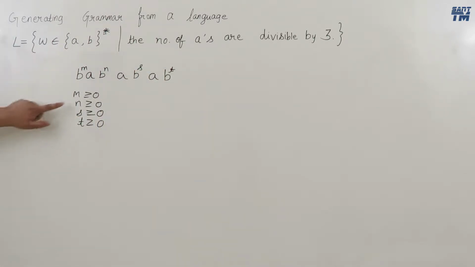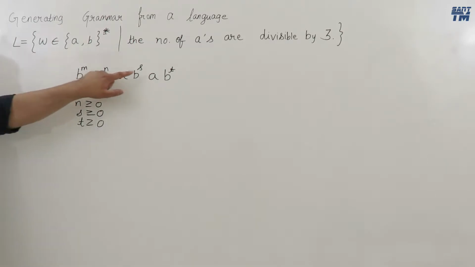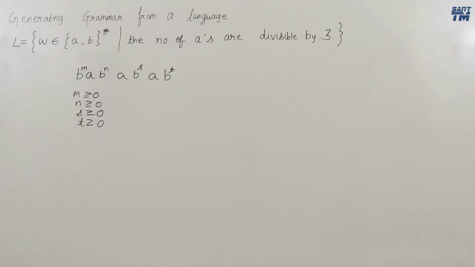Now I have written greater than or equal to 0. Equal to 0 means B can exist or cannot exist. Either m can be 0, n can be 0, s can be 0, t can be 0, or all of them can be zeros. As it is (a,b) closure, and closure contains null also, we can have 0 B's also, but the number of A's should be divisible by 3. So this is the basic structure of our string.